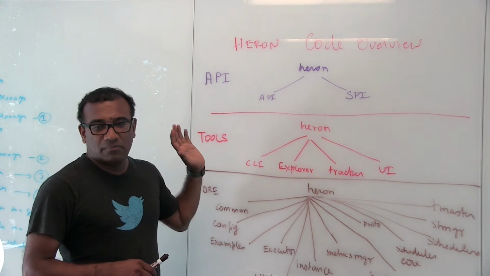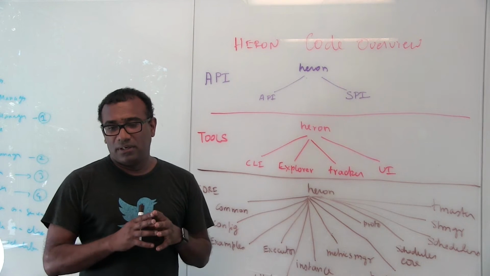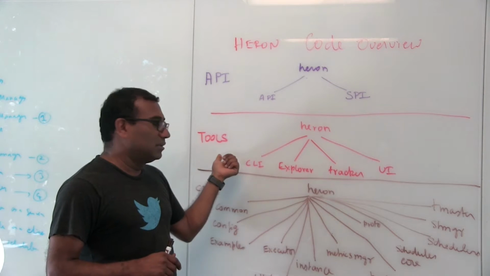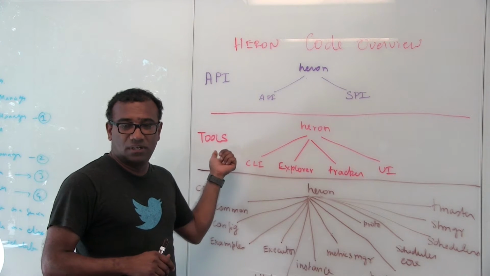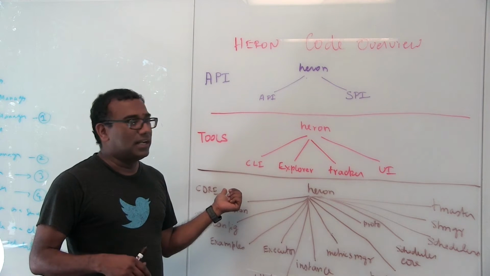The multiple subdirectories are organized into three top tier components. One is called API, another logical organization called tools, and finally the core, which is essentially the core functionality of Heron itself.